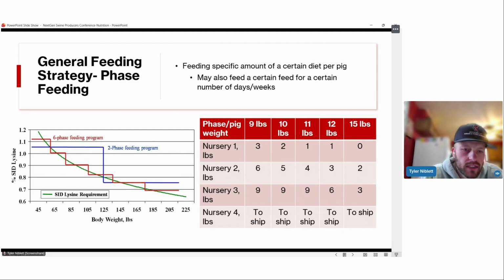Where you see this red line to the left of the green curve, and same thing with the blue line, that is technically underfeeding your lysine requirements until you hit that green line. And then to the right of the green line for either of those is where you're overfeeding your requirements. You can see how infrequently you're overfeeding and underfeeding with a 6-phase program compared to a 2-phase program. And to the right, I just have a quick table set up to depict the amount of feed you would feed based on the nursery phase, as well as the pig weight there on the top row.